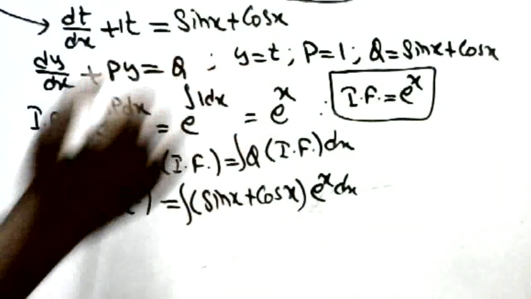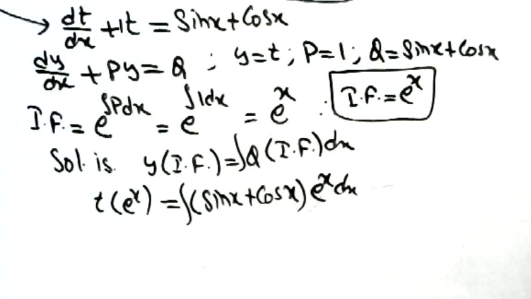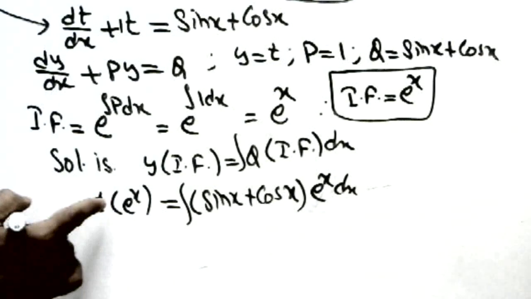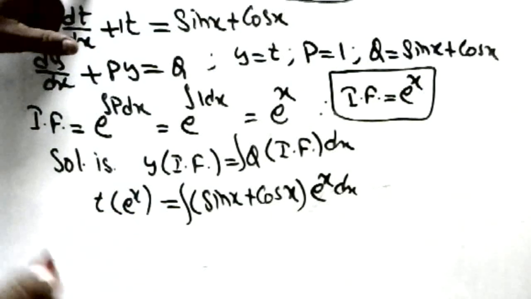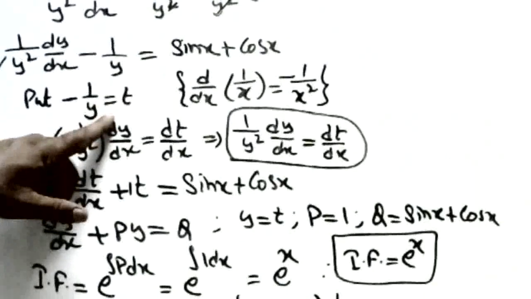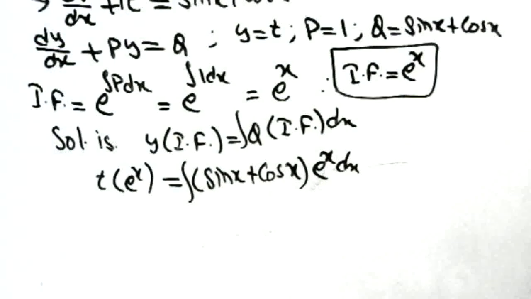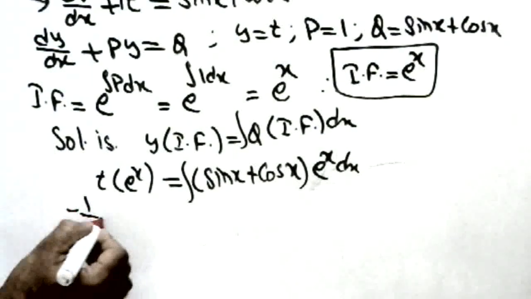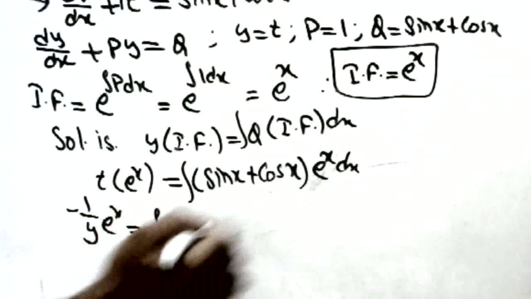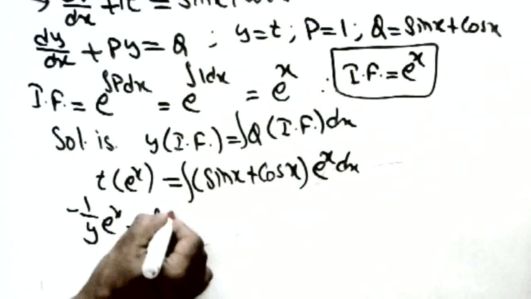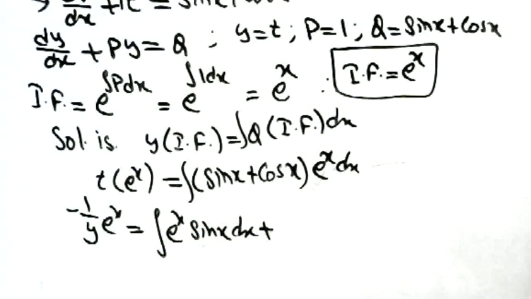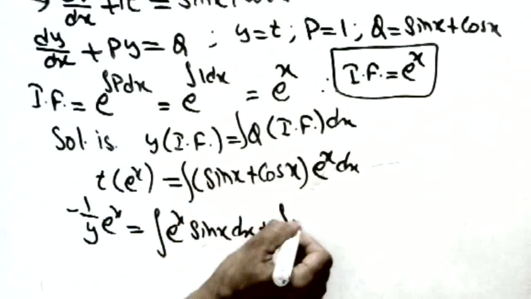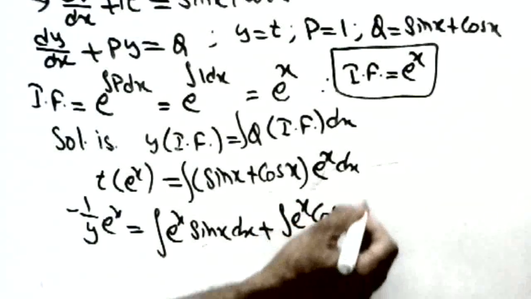Now let me change this t. In place of t, we are having y. The value of t is minus 1 by y, so the left side is minus 1 by y into e power x. Now separate this one: multiply e power x into sin x, it will be integration of e power x sin x dx, plus also multiply e power x into cos x dx.